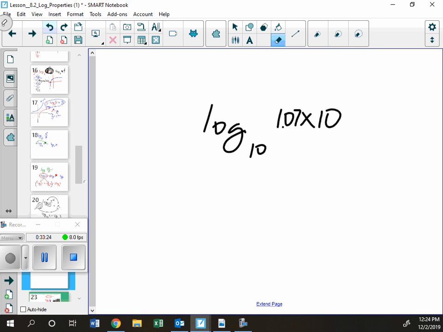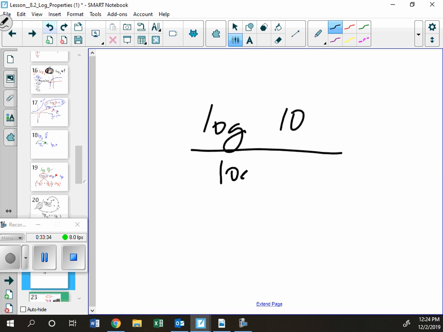Now that's going to get too icky. I'll just keep it simple. Oh, I didn't mean that. Dang it. Log 10. Oh, yeah. Oh, shoot. It doesn't work. Sorry. This will work. Log 16 over log 4.